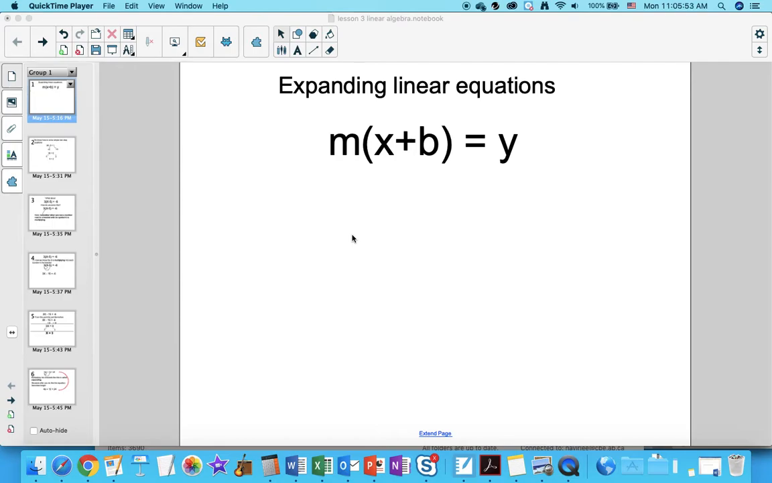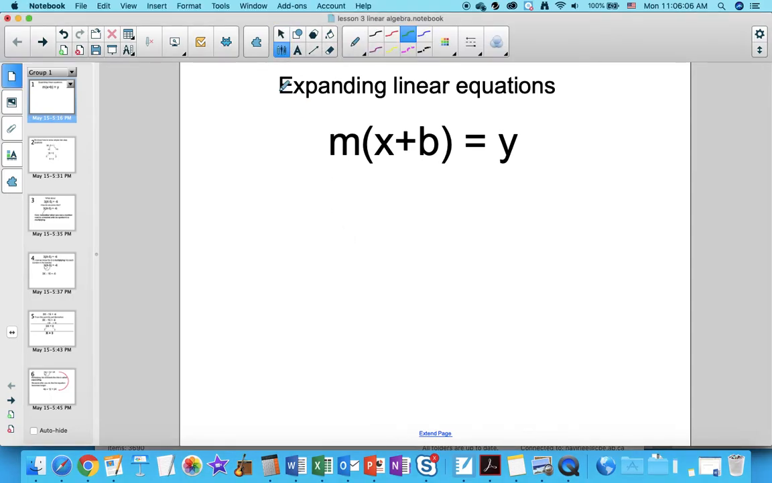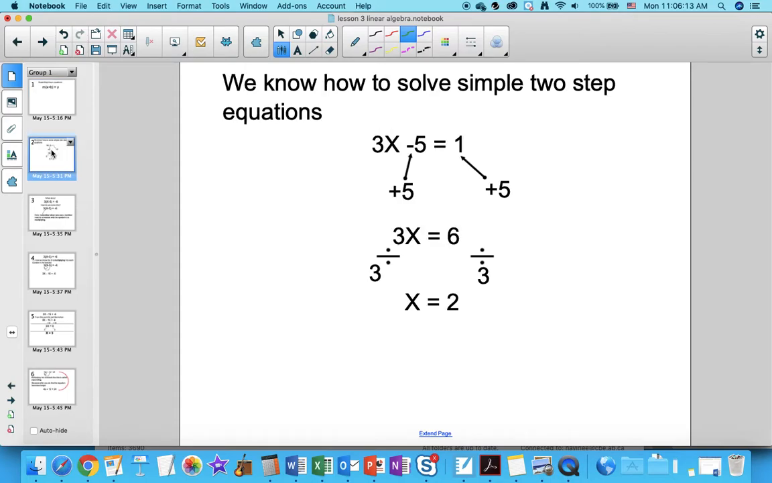Hi, if you're watching this video, you're watching the video on expanding linear equations. Now, in this lesson, we'll be talking about something that gives students a bit of difficulty, but it's basically the same over and over again. So once you get it the first time, it's very easy. All right, so this may look difficult, but as we move forward, you'll see it's not that bad.